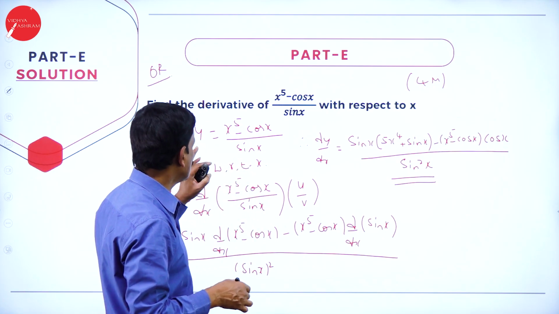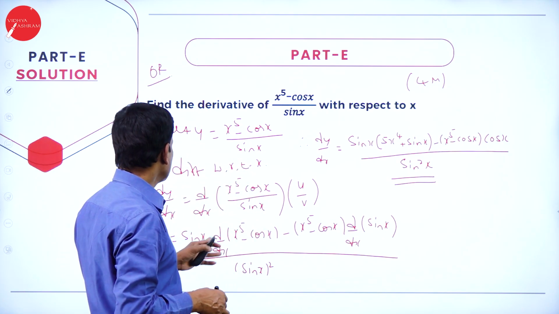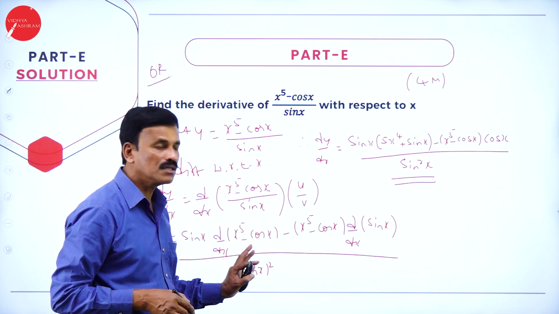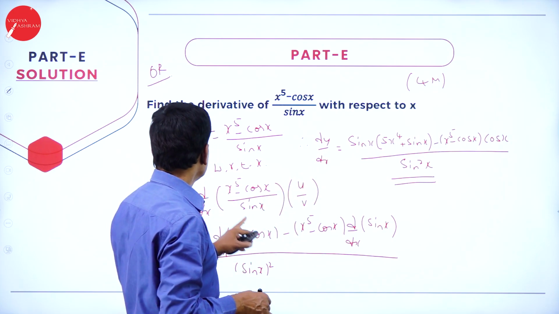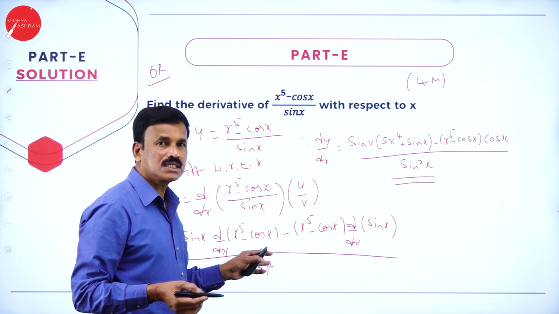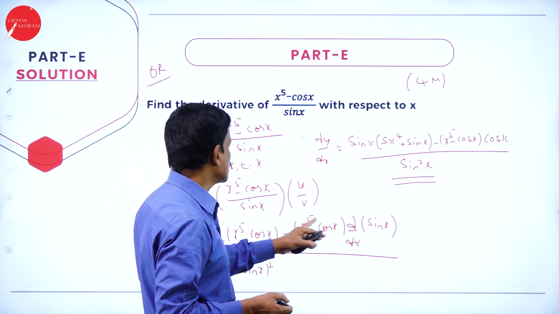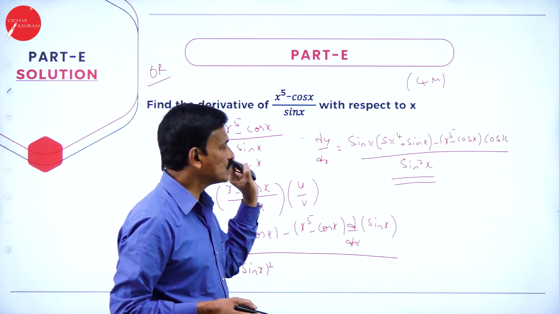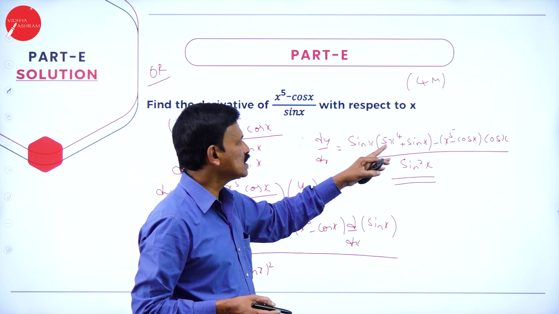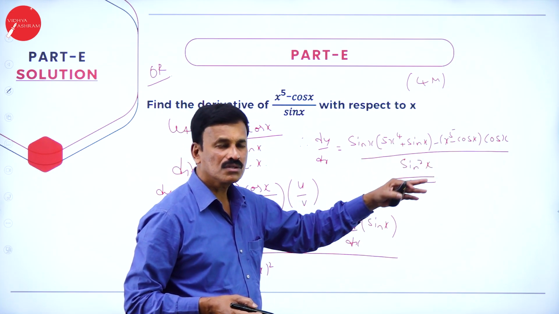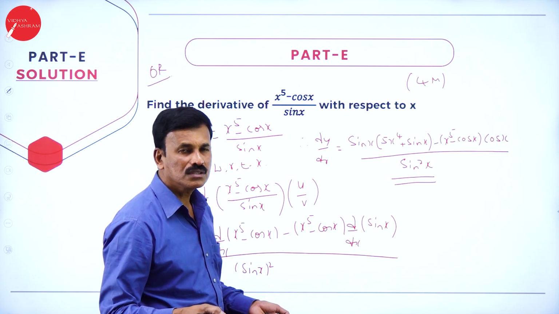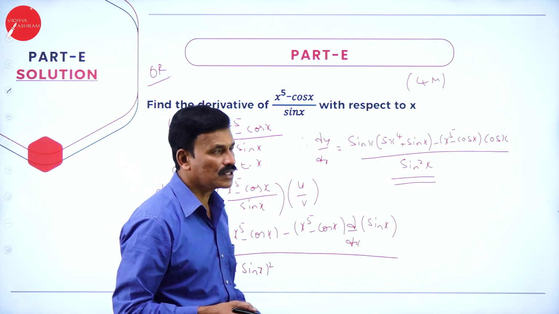That's it. So, this is of the form u by v: denominator into differentiation of numerator minus numerator into differentiation of denominator, divided by denominator square. Differentiation of x raised to 5 is 5x raised to 4, minus differentiation of cos x is minus sin x, minus into minus plus. This is as it is, differentiation of sin x is cos x. So, the required answer is sin x into 5x to the power of 4 plus sin x, minus x raised to 5 minus cos x into cos x. If you want, you can multiply and put sin square plus cos square equal to 1. So, you will get the answer, but this is enough, I think.